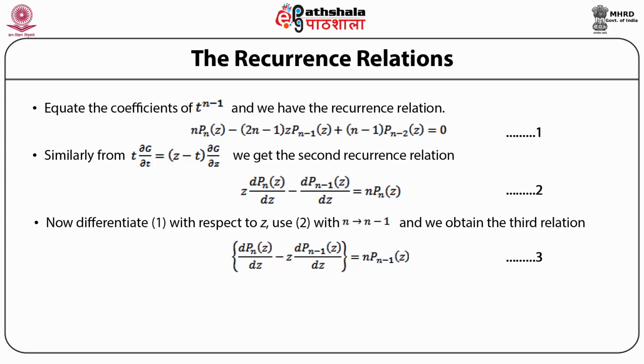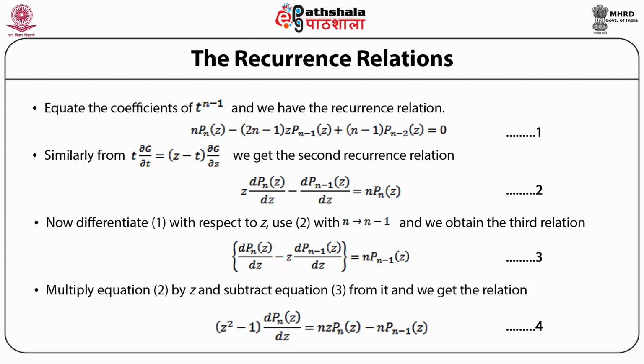We can use these three recurrence relations to derive a few more such relations. For example, if we multiply equation 2 by z and subtract equation 3 from it, we get (z² minus 1) dPn(z)/dz equal to n z Pn(z) minus n Pn−1(z). Let us call it equation number 4.